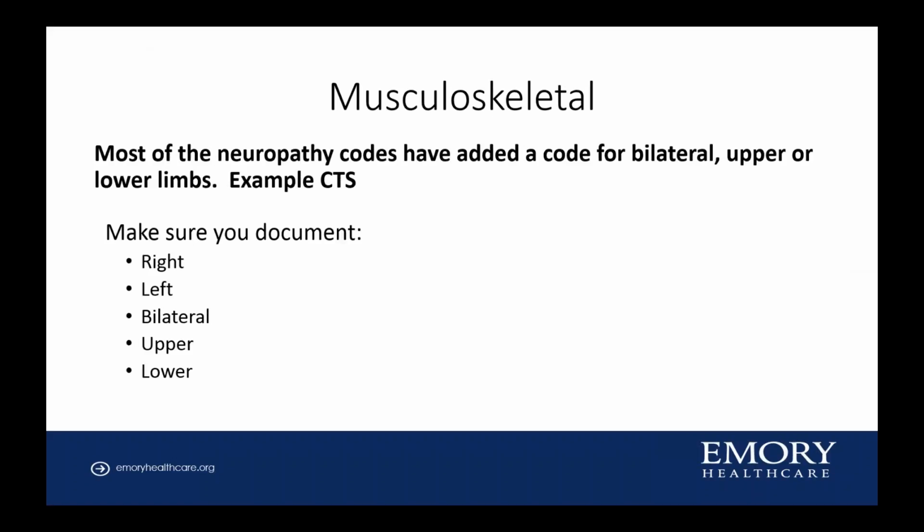Most of the neuropathy codes have added a code for bilateral, upper or lower limbs. An example is carpal tunnel syndrome. Make sure you document right, left, bilateral, upper, and lower.